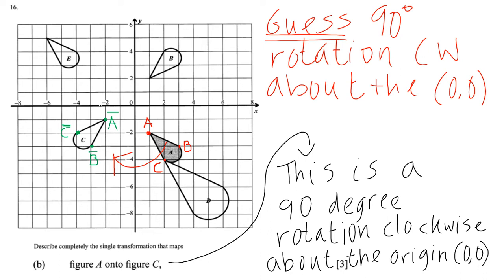Yeah, because it's 3 points. You need to state the degree, state the direction, and state the point of rotation. So we say it's 90 degrees, we say it's a rotation clockwise, and we say it's about the origin. Each of those things is important to get you 3 points.